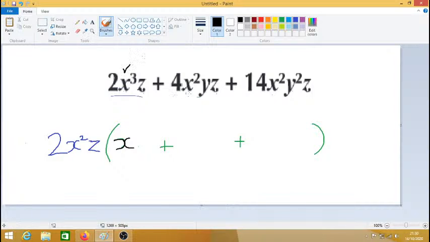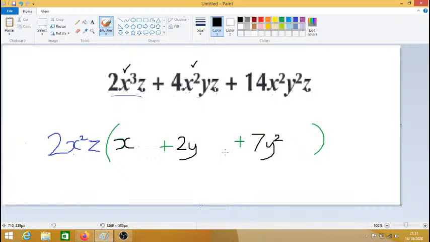Looking at the second term, what do I need? Well, to make the 4, I'm going to need to multiply by 2. X squared I already have. The y is not at the front, so I'm going to need a y here. The z I already have, so that should do the job. And then finally, looking at the 14, how am I going to make 14? I'm starting with 2, so I'm going to have to times by 7. X squared I already have. Y squared, I don't have even y, so I'm going to need the full y squared. And z I already have.